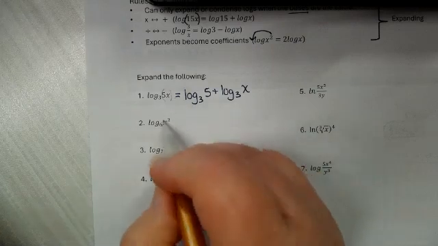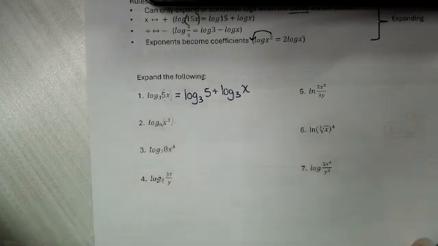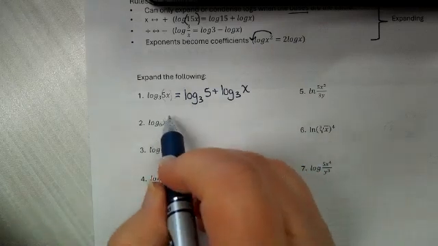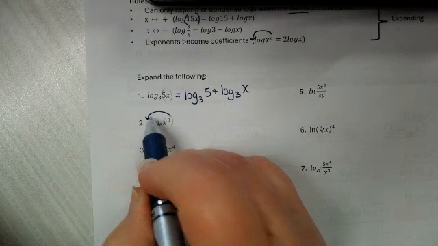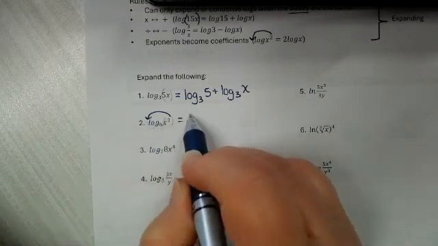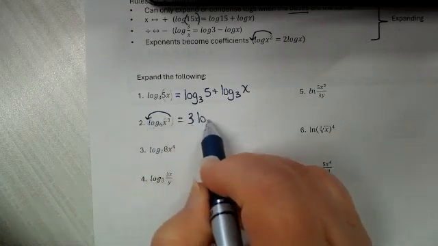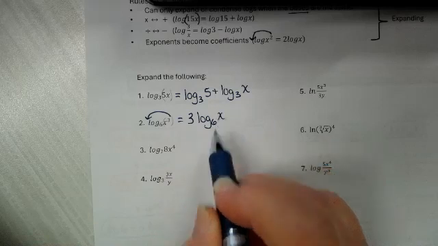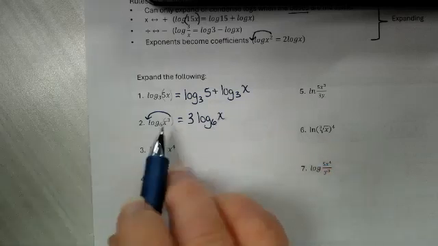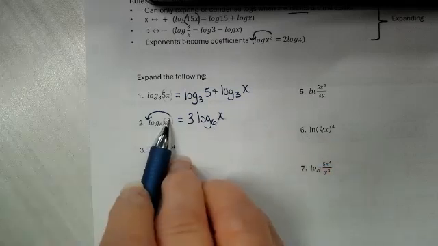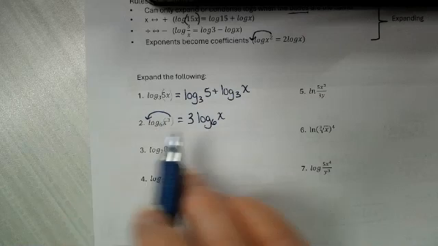Let's do number 2. This one has an exponent. So remember, the exponent is going to come out in front and become the coefficient. So this one is 3 log base 6 of x. The base didn't change, the x didn't change, but the exponent became a coefficient.